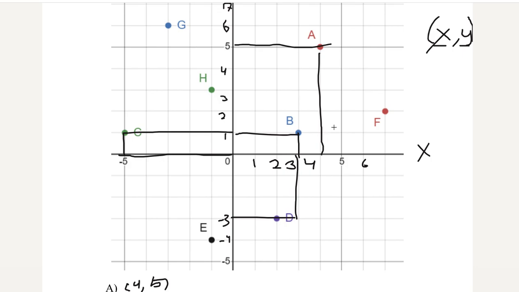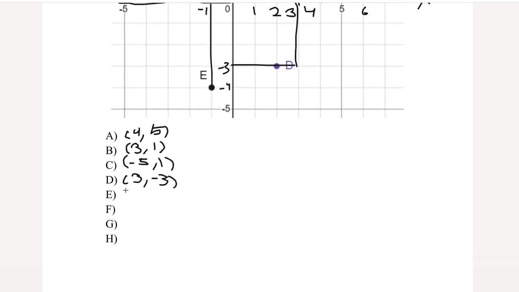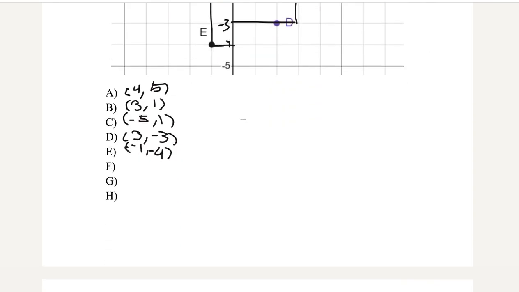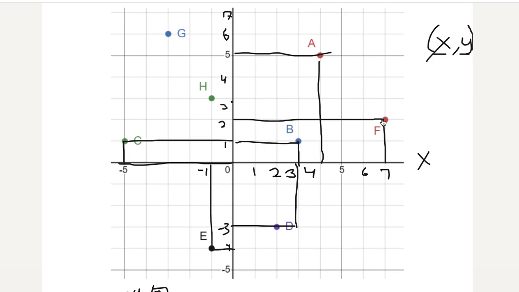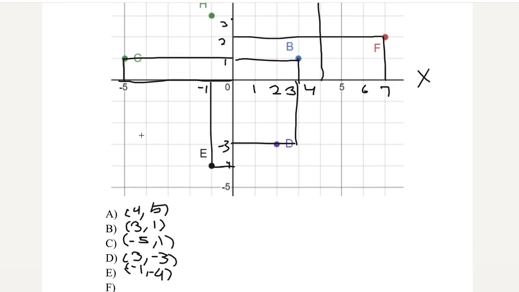Let's do a bit more. Where's E? E is here. So we are at -1 at x, and we're going to bring it down, so -4 at y. It's pretty simple if you look at the graph labels. Let's do a bit more. F is at 7 on x. We bring it down and we bring it across, and when we bring it across, we get 2. So we get the coordinates 7, 2.